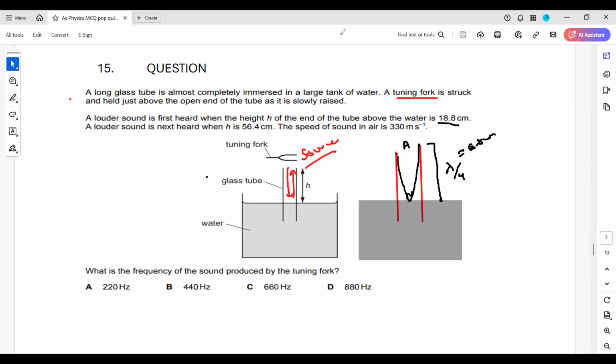Then the second pattern is heard. We have the same tube, which is raised slightly out from the water, and the second pattern is observed. So when we observe the second pattern, what is this? There will be an antinode here, node here, antinode here, and node. So this will be the second pattern.